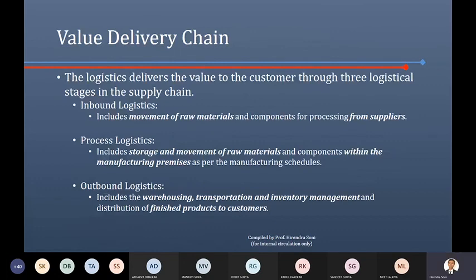Your supply chain actually acts as a value delivery chain because value gets added at all the stages within a supply chain. Okay. So inbound logistics में, process में, outbound logistics में भी. So inbound हो गया जब आपका raw material आ रहा है within the factory. Process logistics, how it is actually moved around within the factory.